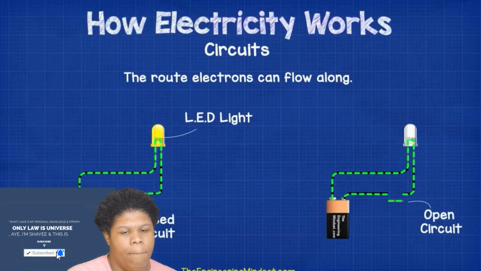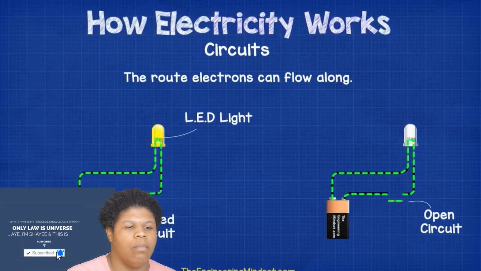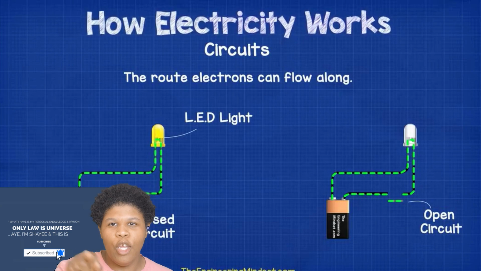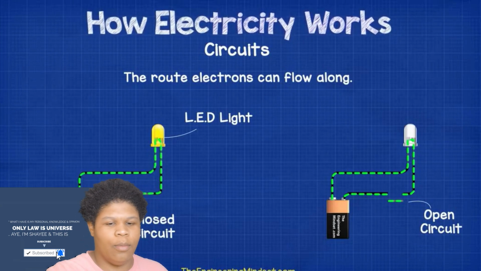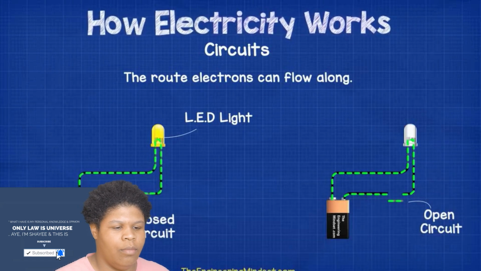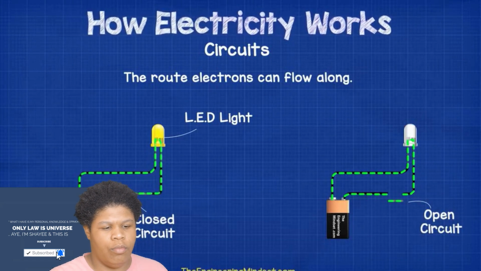When I say circuit, this just means the route which electrons can flow along between the two terminals, the positive and the negative, of a power source. So we can add things into their path like light bulbs, and this means that the electrons will have to pass through this in order to get to the other terminal. And so we can use this to create things.